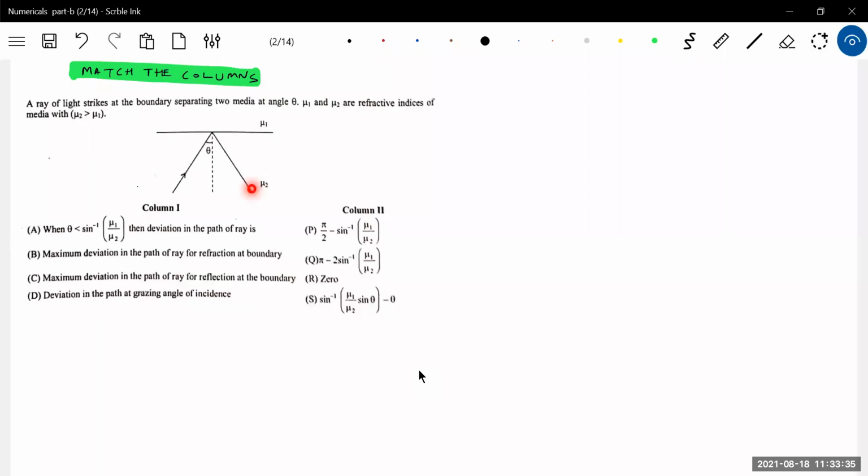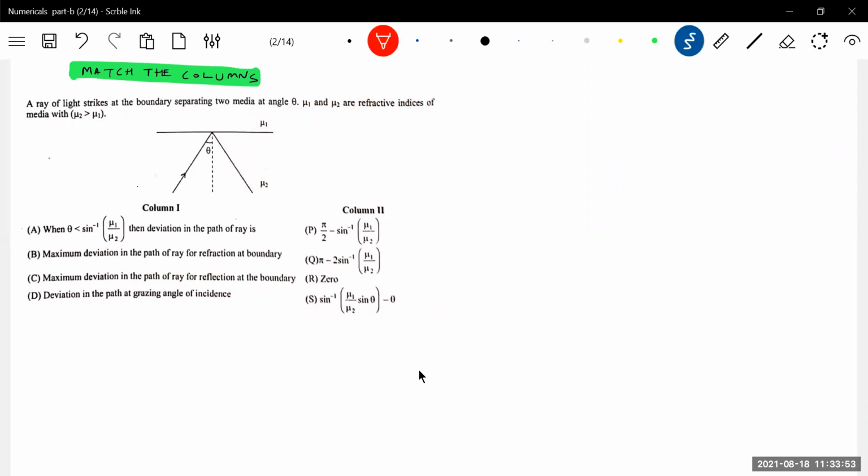Think a little bit, something simple, just checking the basic deviation concept here. A ray of light strikes at the boundary separating two media at angle theta. Mu1 and mu2 are the refractive indices of the media, with mu2 greater than mu1.